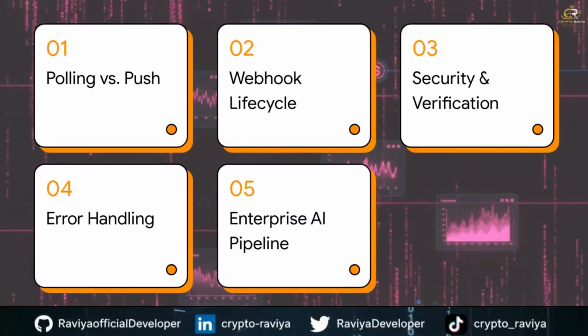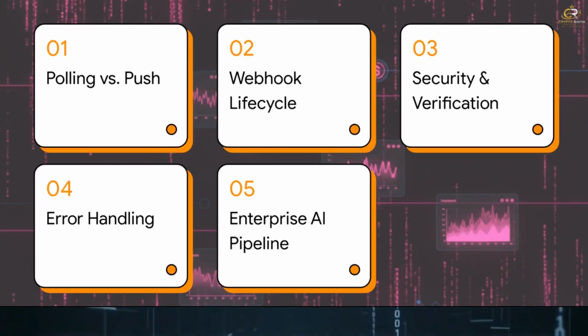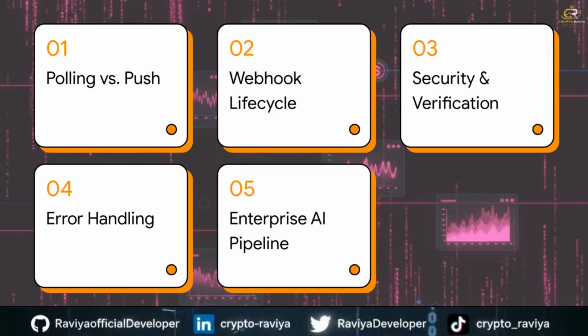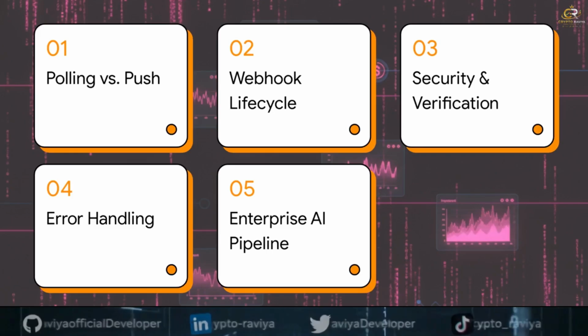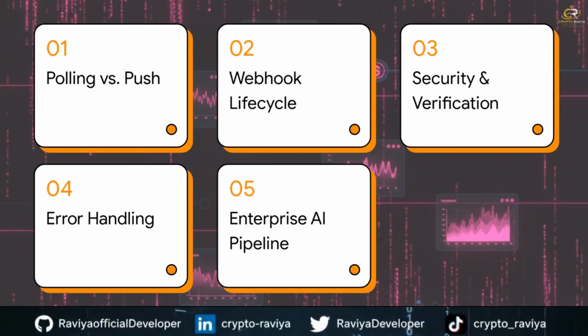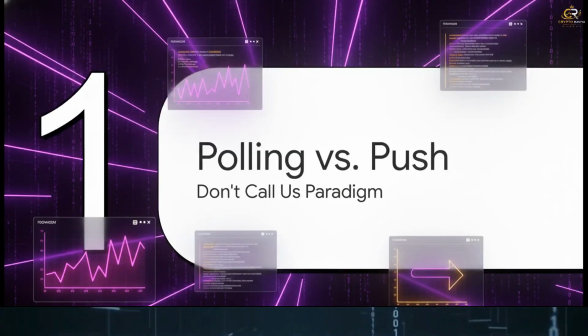Okay, let's dive into this masterclass syllabus. First up, polling versus push architecture. Then we'll map out the webhook lifecycle. After that, cryptographic security and verification, followed by error handling and resilience, and we'll wrap it all up with the enterprise AI pipeline. All right, section 1, polling versus push architecture.